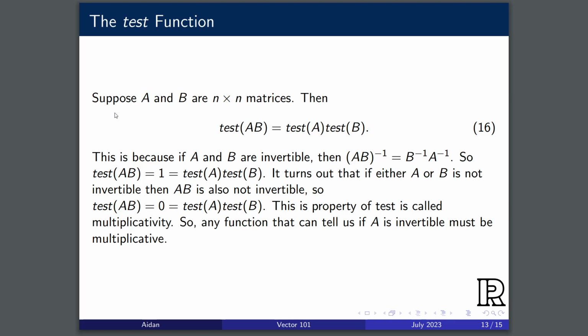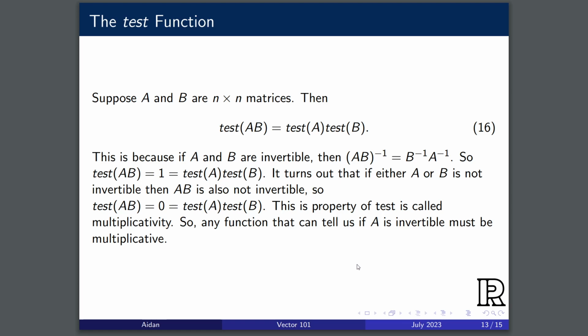Well, the first one actually is that if A and B are both n by n matrices, then test of A times B is equal to test of A times test of B. This is because if A and B are both invertible, I actually can tell you the inverse of their product, which is these two matrices here. And so basically, if A and B are both invertible, then so is their product, and so test of A times B equals 1. But then also test of A is 1, and test of B is 1, and 1 times 1 is 1. So these two are equal.